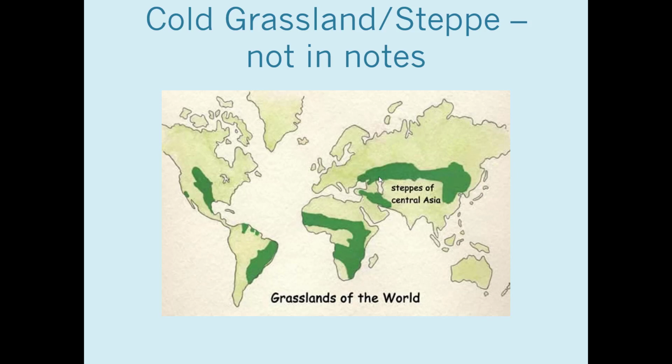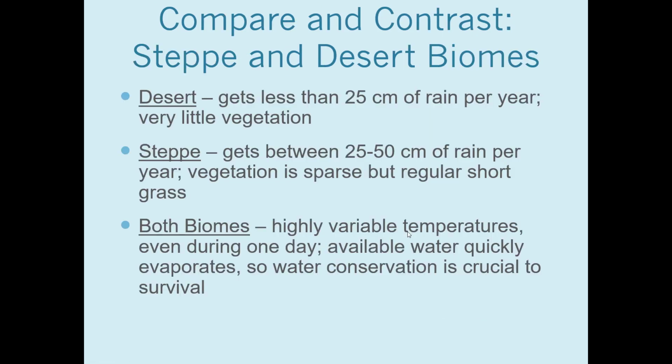Okay, this is not in your notes. I just wanted to let you know the next thing we're going to talk about are grasslands, which are made of mostly, you guessed it, grass. The cold grassland, or what's called the steppe, is not in there, because I'm going to be talking about short grass, medium grass, and tall grass. This is what I mean by short grass. It's the steppe of Central Asia. I'm just going to breeze through this briefly. Don't feel the need to take notes.